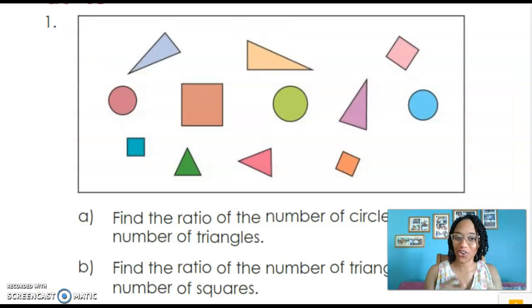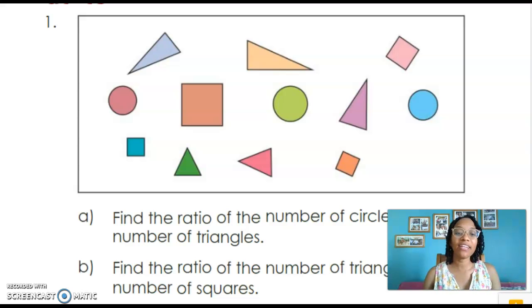Now, I want you to try. I want you to find the ratio of the number of circles in this drawing to the number of triangles. Now notice, when you do this, you don't need to worry about the squares. First, count the number of circles, then count the number of triangles. And you can make your own ratio following the correct order and placing a colon between the 2 numbers.